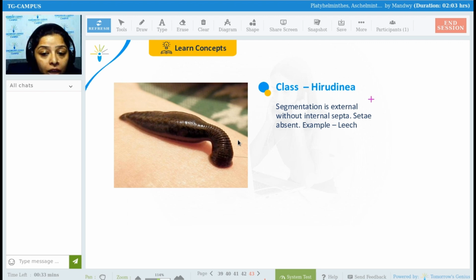Now, Hirudinea. Hirudinea is a group of organisms having segmentation externally only. They don't have internal segmentation. They have suckers. The example is leech.